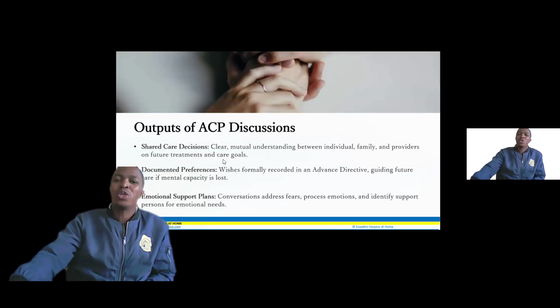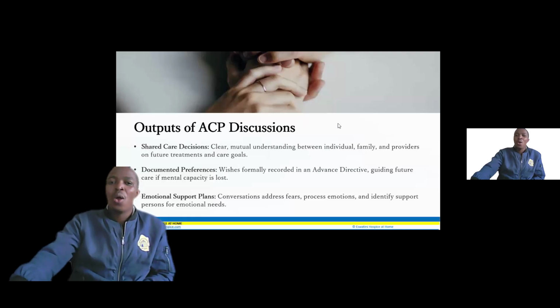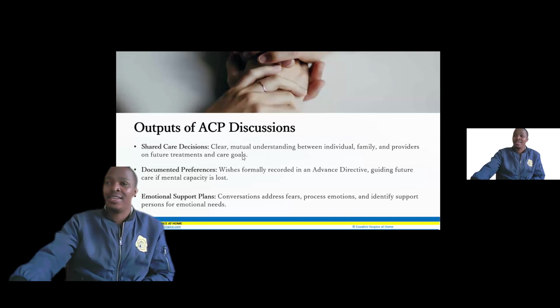So what are normally the outputs of these discussions? One, they are shared care decisions. We are not going to be able to meet and satisfy the needs of our client without understanding what these patients prefer or what matters most to them. So these advanced care decisions will help us when situations are bad and there's an emergency sometimes, or tough decisions need to be made. And for us to be on the good side, we will have to have the ACPs. They will help us share the care decisions.